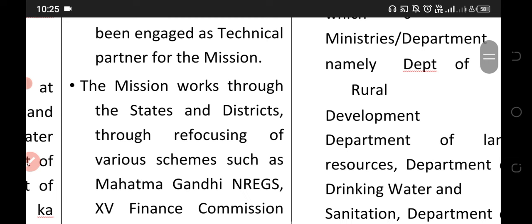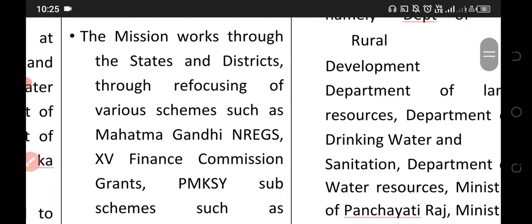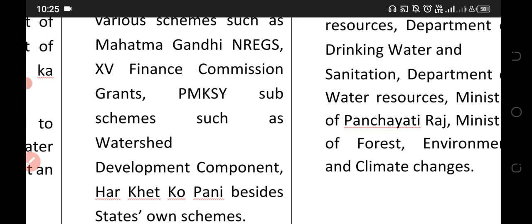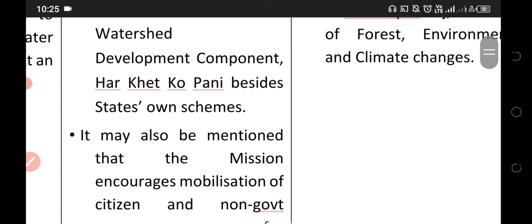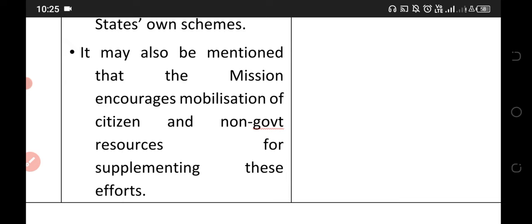The mission works through the state and district by refocusing various schemes such as Mahatma Gandhi MGNREGA, 14th Finance Commission grants, Pradhan Mantri Krishi Sinchai Yojana, sub-schemes such as the watershed development component, Har Khet Ko Pani, besides states' own schemes. It may also be mentioned that the mission encourages mobilization of citizen and non-government resources for supplementing these efforts.